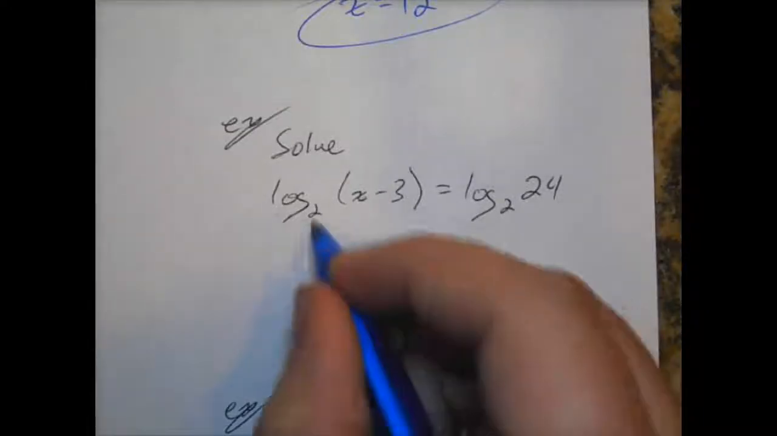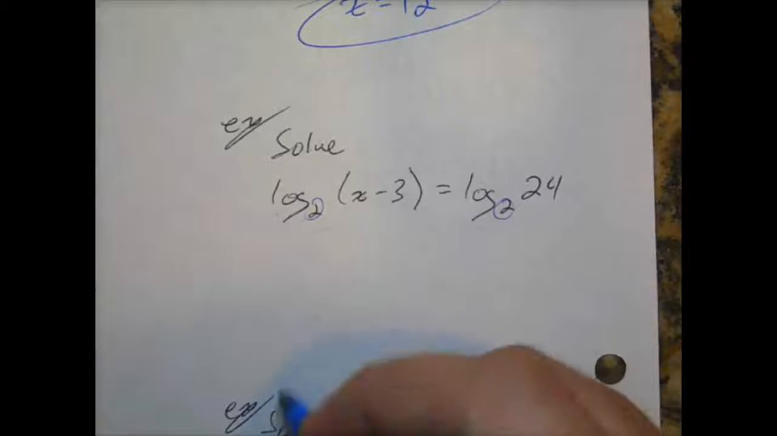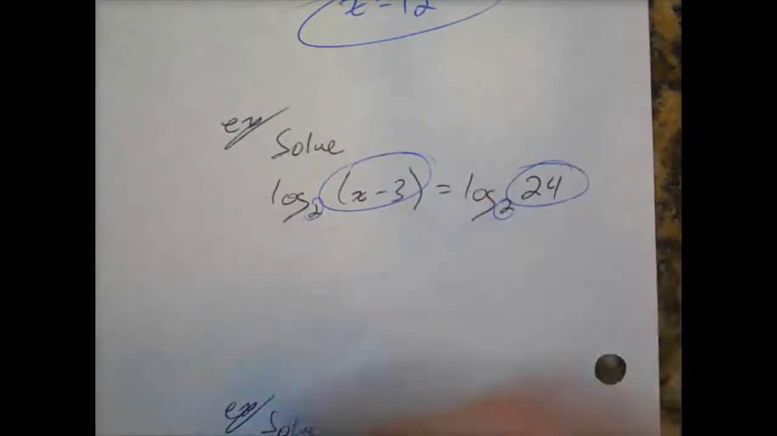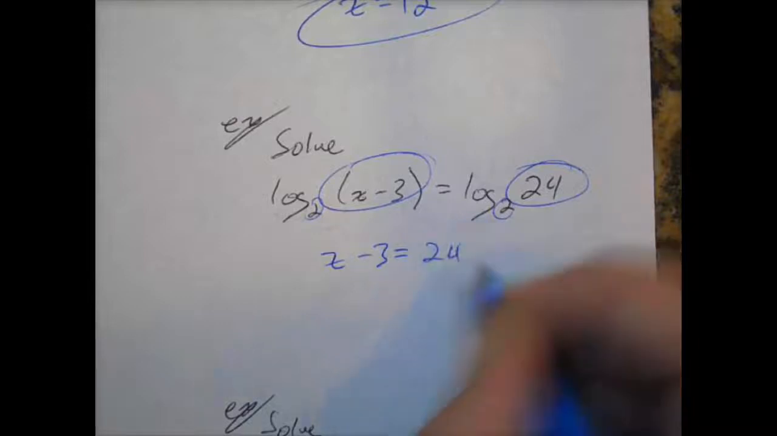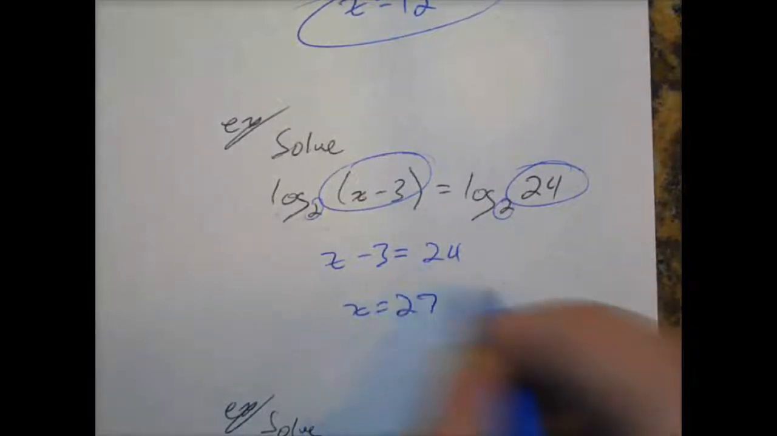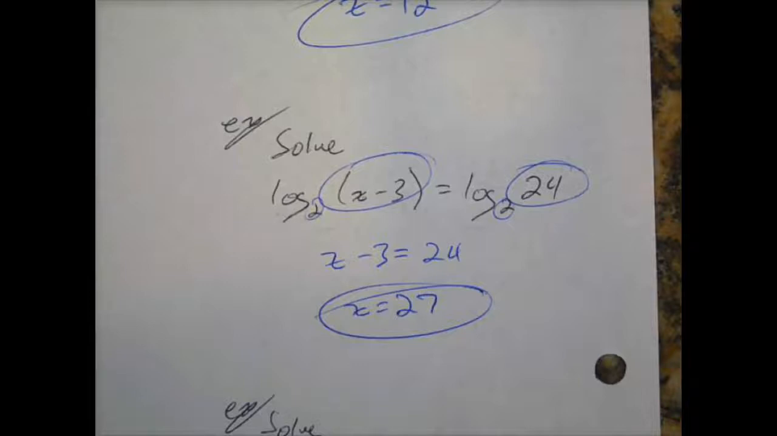Okay, same idea. The bases are the same. I have log base 2 and log base 2. So the insides of the log must be equal for this to be true. So x minus 3 equals 24. So x equals 27.